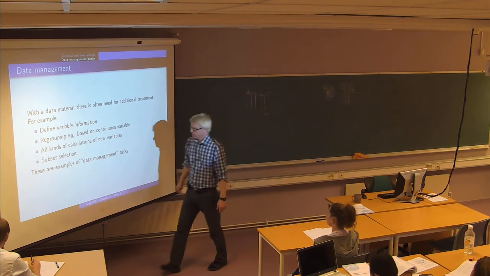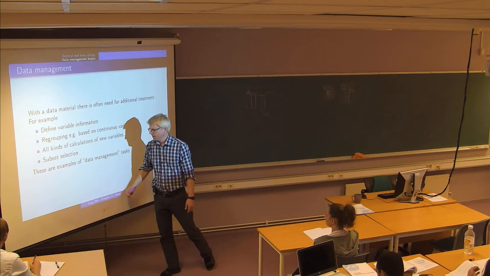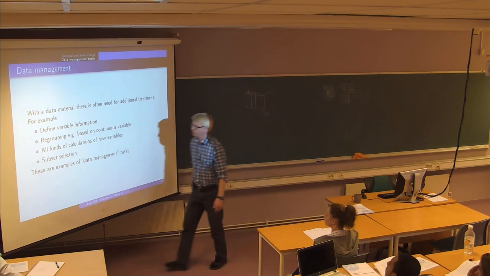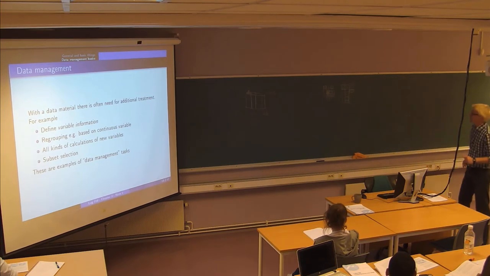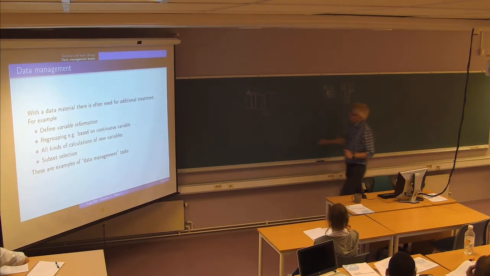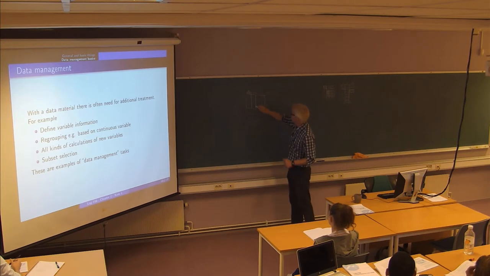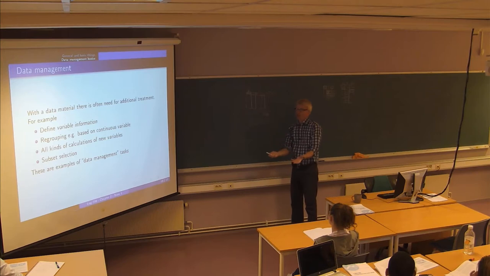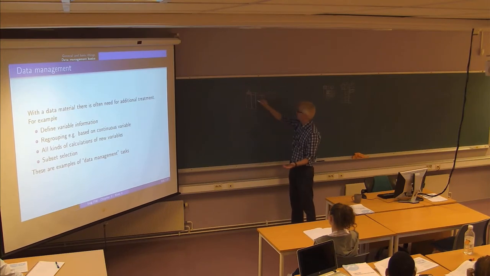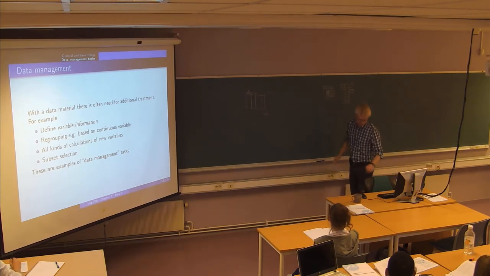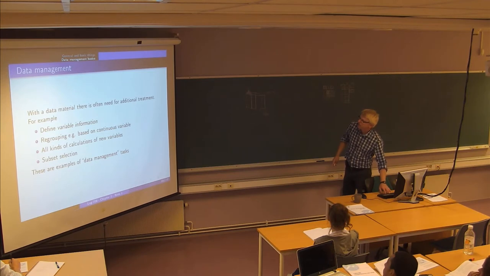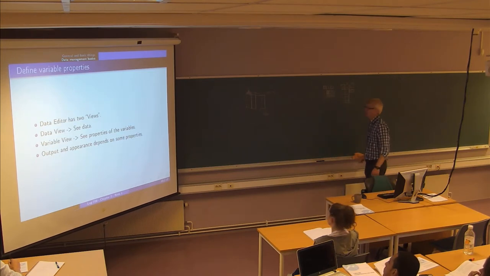And we're going to learn later on how to work on different subsets of a data material. This is also quite common. You have this data, but I will only look at those with income above $25,000. So I select a subset of the sample and work on that. So this comes in the future, but today we are going to talk about variable information, variable properties.